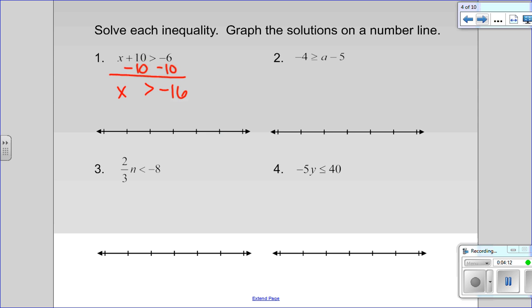Now let's graph it. We put negative 16 in the middle of our number line. We put negative 15, negative 14. We could also put negative 17, negative 18 on the other side. And when we graph x is greater than negative 16, we do an open circle at negative 16 and shade all the area to the right.